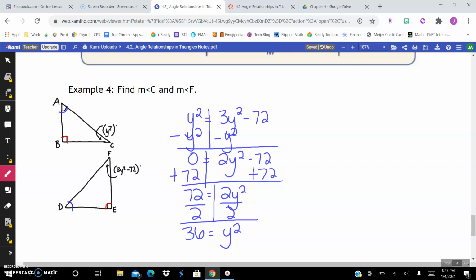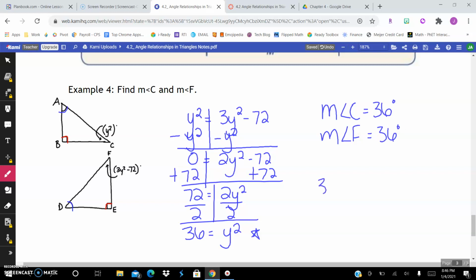And y squared was one of those angle measures. The measure of angle C was y squared. So we just solved that right there. We know that y squared is 36. So the measure of angle C is 36 degrees. And we've talked about this, that these two angles are congruent. So the measure of angle F would also be 36 degrees.